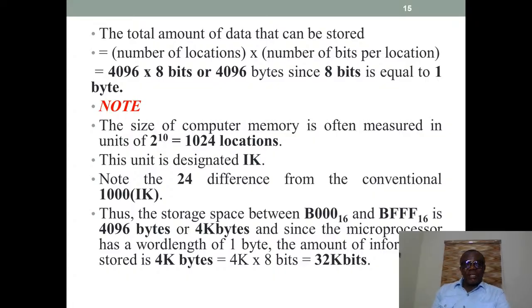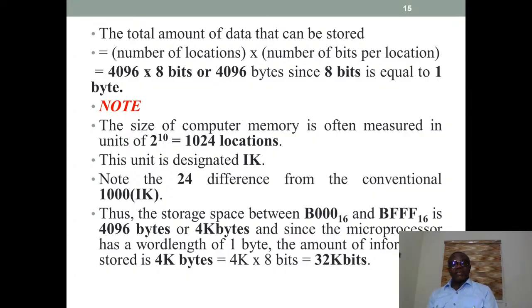Now, the storage space between B000 base 16 and BFFF base 16 is 4096 bytes, or 4 kilobytes. If you divide 4096 by 1024, it gives you 4. So you will now put it in kilobytes, because the second question wants us to put it in the form of kilobytes.